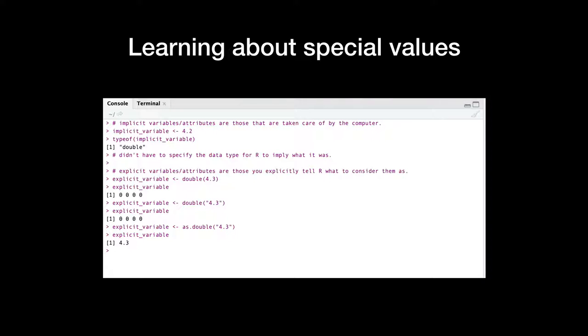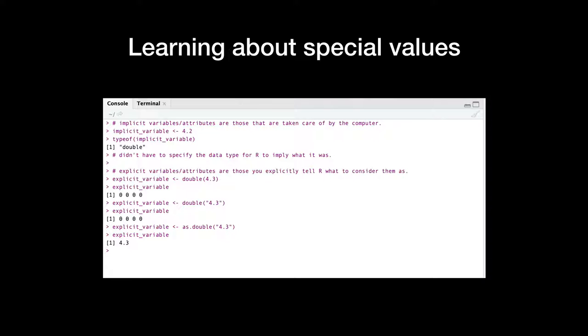So here's my console again with a couple of different examples. We have implicit variables and attributes, which are those that are taken care of by the computer. Implicit variables are assigned by the computer. You don't have to explicitly tell R what the data type is. It's going to automatically do it for you. It's implicit. So we can check this by using the typeof function on the implicit variable object that I created. And here we see that it's a double. So you don't have to specify the data type for R to imply what it is.